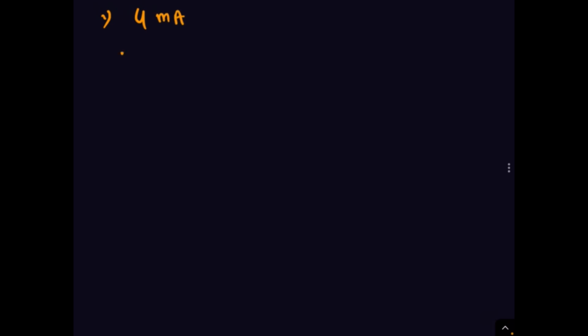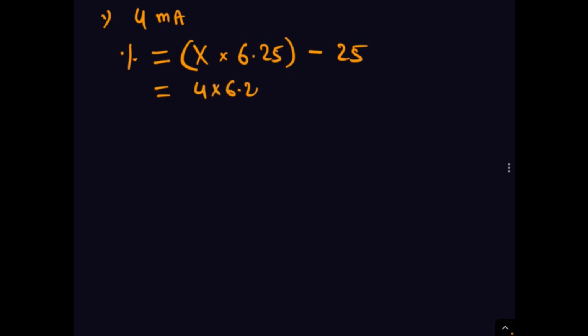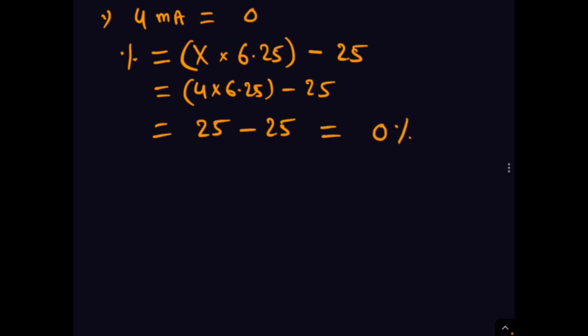What is the formula? Percentage is equal to x multiplied by 6.25, brackets, minus 25. So here x is 4 multiplied by 6.25 minus 25. So 4 into 6.25, which is 25, minus 25, that is equal to 0%. So 4 milliamp is equal to 0%.